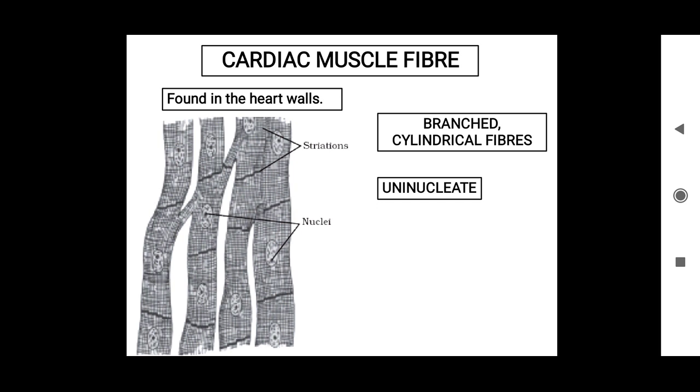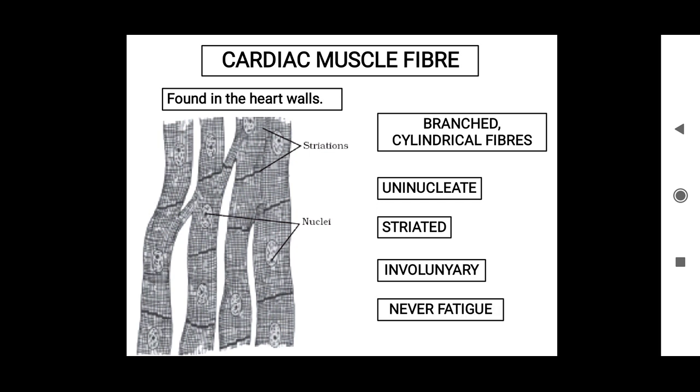Then the second characteristic is that they are uninucleate. You can see in every single cell there is only one nucleus. Then they are showing striations, striated muscles. They are involuntary. You cannot control the muscle of your heart. And they never fatigue. They never get tired.